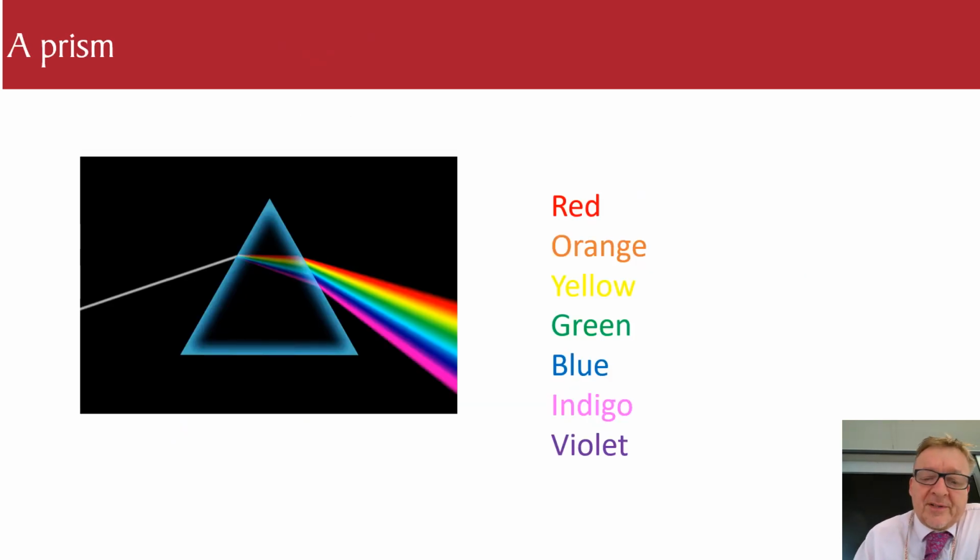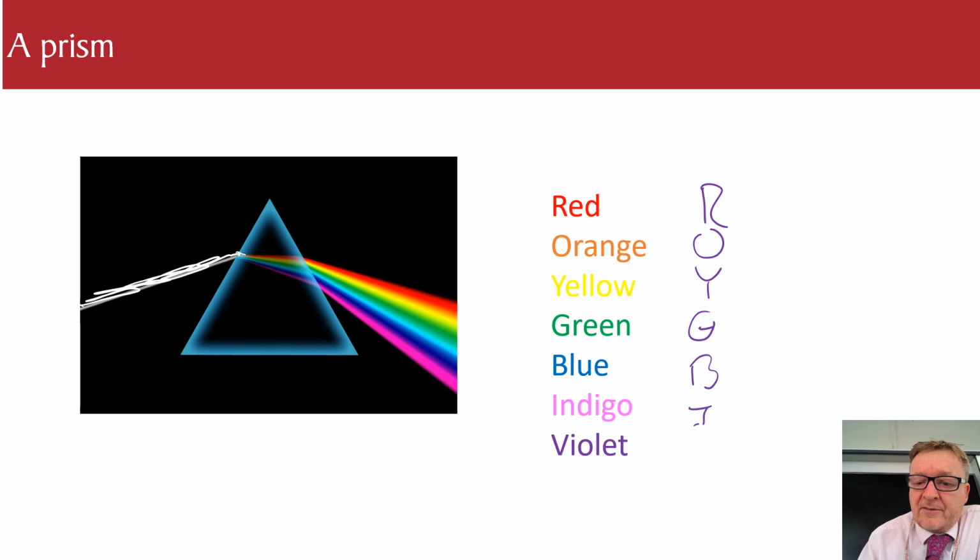Now, what a prism does. A prism has the ability to turn white light, by refraction, into red, orange, yellow, green, blue, indigo, violet. Roy G. Biv, or Richard of York gave battle in vain. That reminds you how to remember the colours of the rainbow.